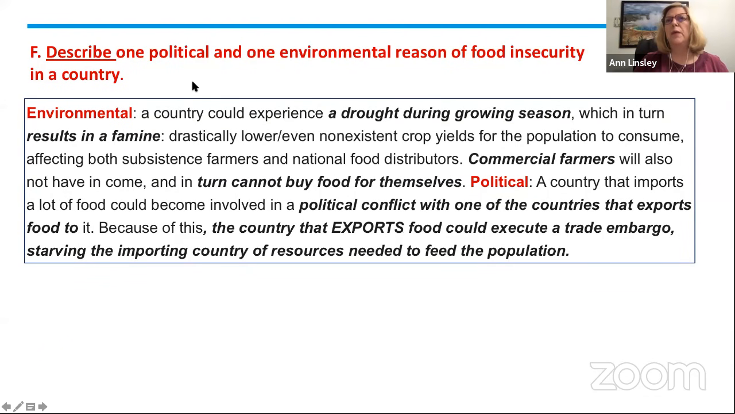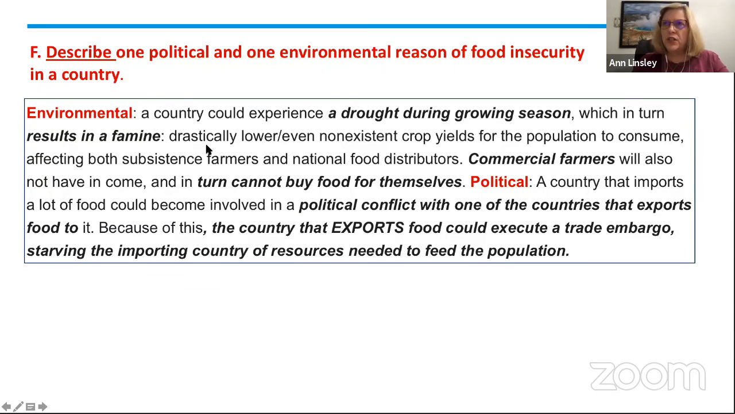The last one is describe one political and one environmental reason for food insecurity in a country. Now, in the event that you would see something that has two parts in it, I would strongly encourage you to address one part and don't forget about the other part and address the second part. Don't forget that just because you address one, you didn't address the other one, particularly when it says and. Okay, be real careful. One political, one environmental. So this student actually reversed. I guess they did the environmental was easier, so they did that one first.